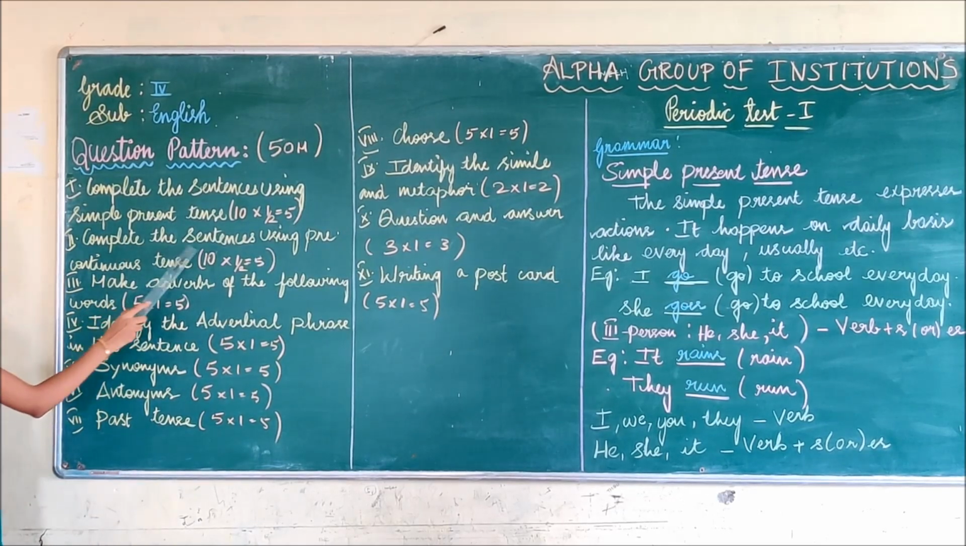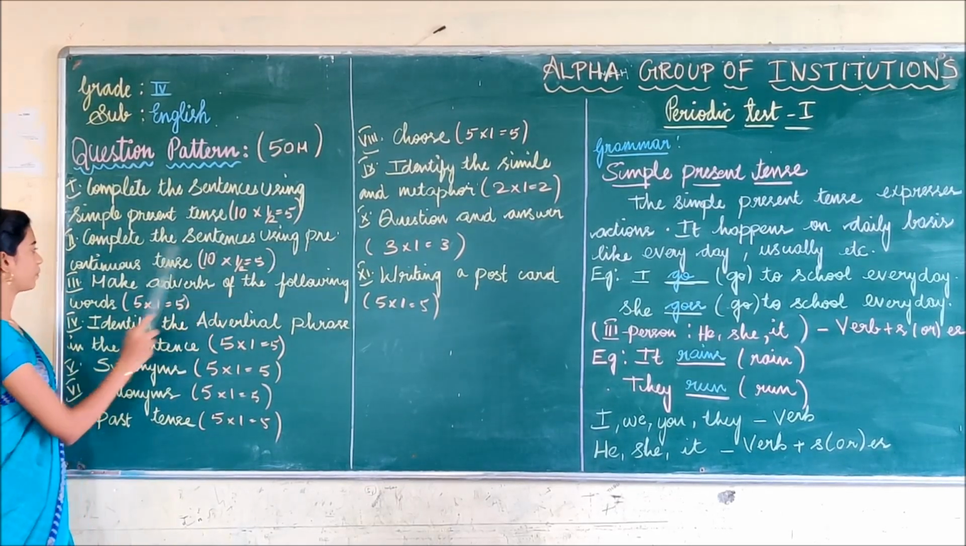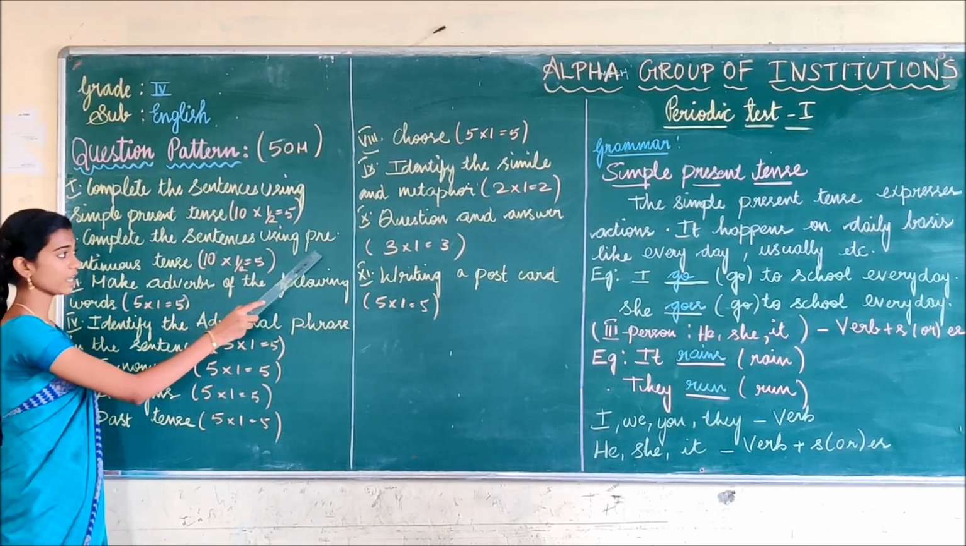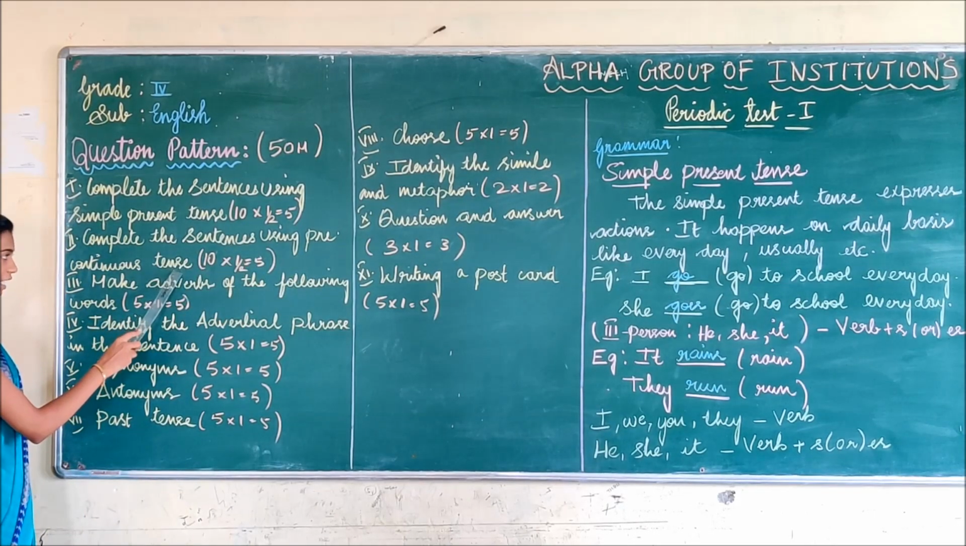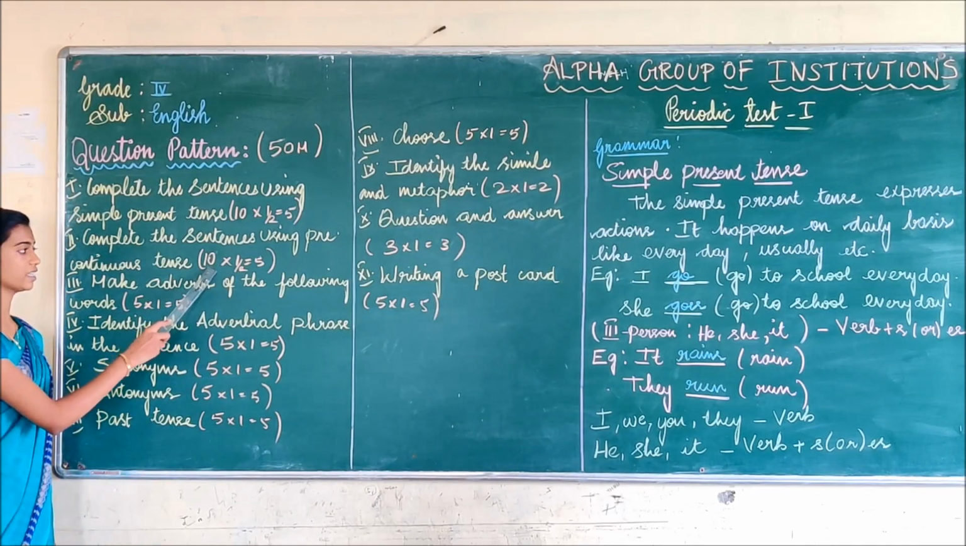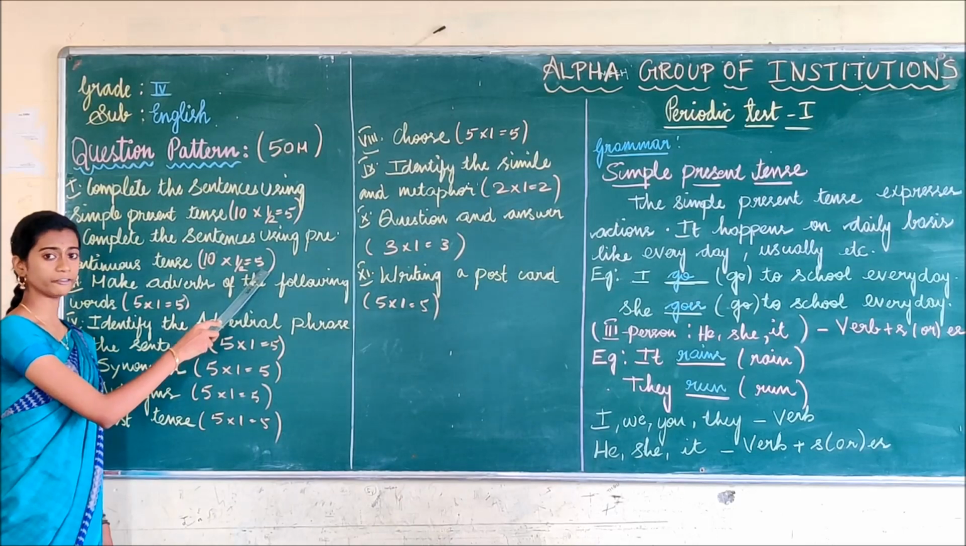Okay. Complete the sentences using present continuous tense. So in this there will be 10 questions. Each question carries half mark and totally 5 marks.